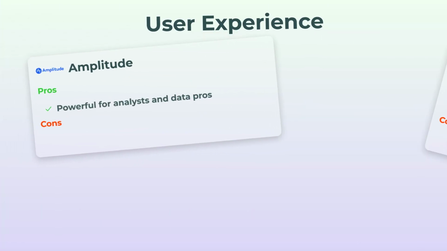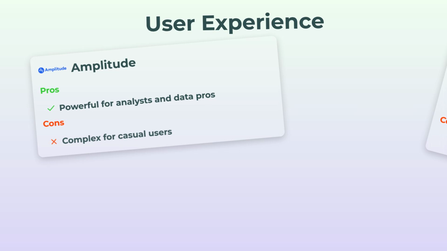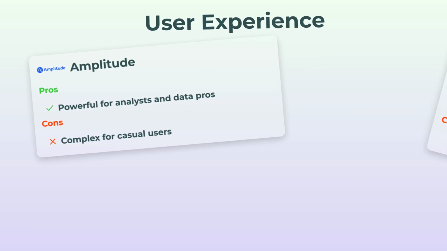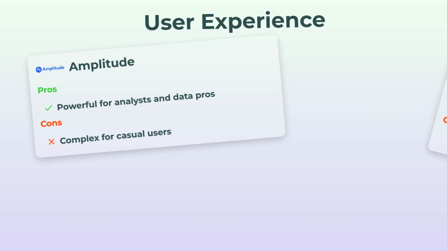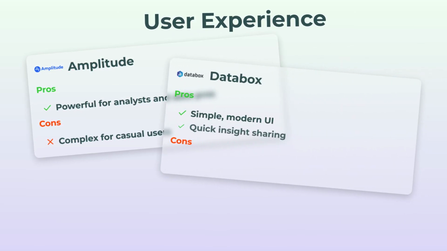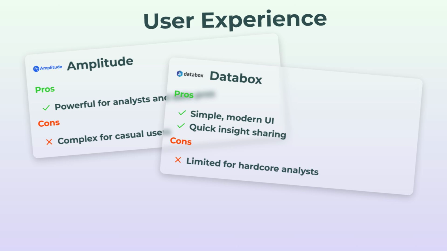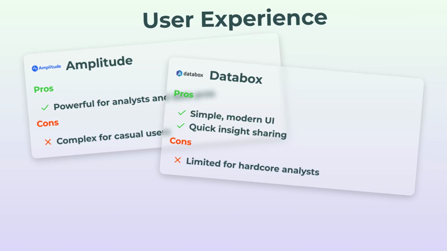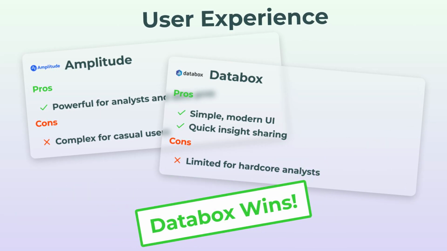User experience. All right, if you live and breathe analytics, Amplitude is a powerhouse. Tons of knobs and dials for the pros. But it's definitely overwhelming for more casual users. Databox, on the other hand, keeps it simple. Modern, clean UI, super fast to get insights around to your team. Just know if you want hardcore, in-depth analysis, you might hit some walls. So yeah, for most folks, Databox is easier to love.